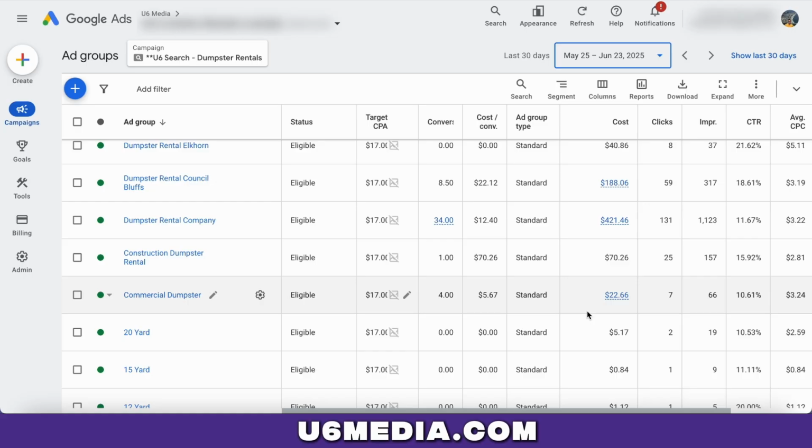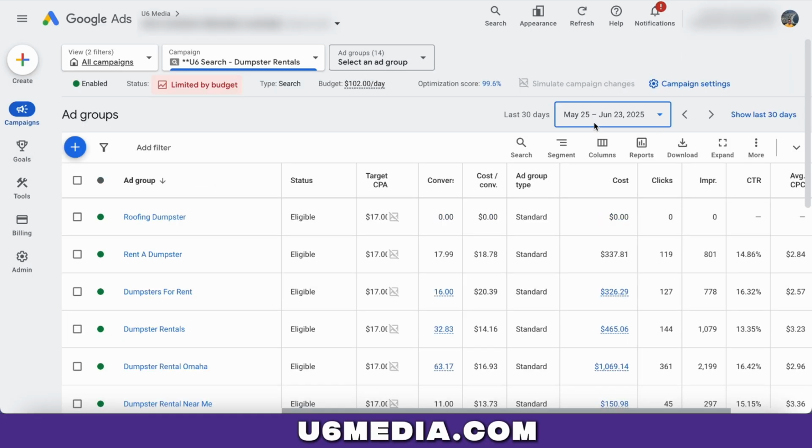And the commercial stuff is awesome because it ultimately leads to repeat business. And we're trying to prioritize more of that commercial stuff, right? Commercial, construction, contractor dumpsters, because those are the really good things. But unfortunately, from my experience, about 95% of the traffic from Google Ads is residential. However, we're constantly testing, and we're constantly trying to get more of this commercial stuff because that's what our clients love.